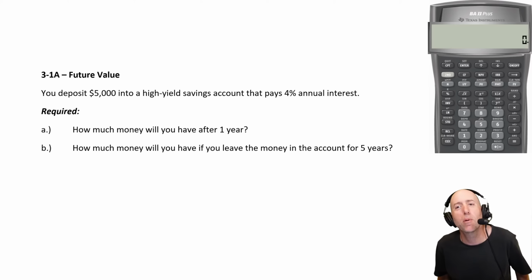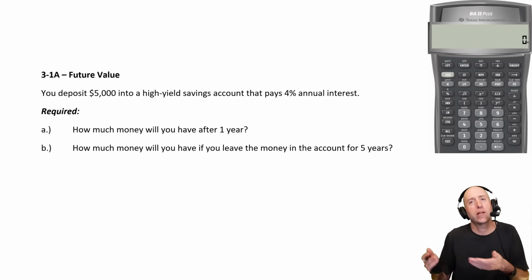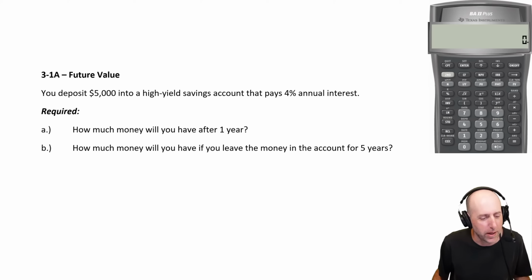Let's take a look at problem 3.1a, the first in our series on time value of money. So we deposit some money in an account. It's going to grow for a while, and we've got to figure out what it's going to be when we go to withdraw it a year or 5 years from now.